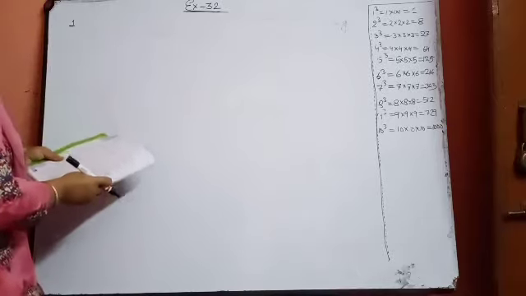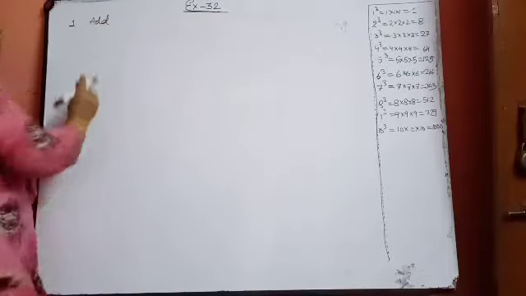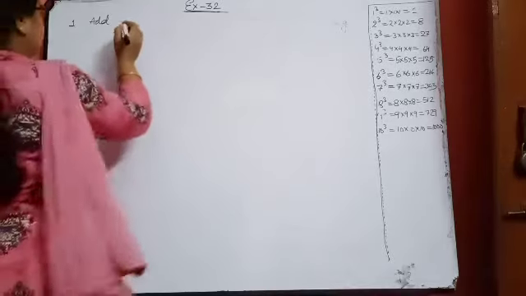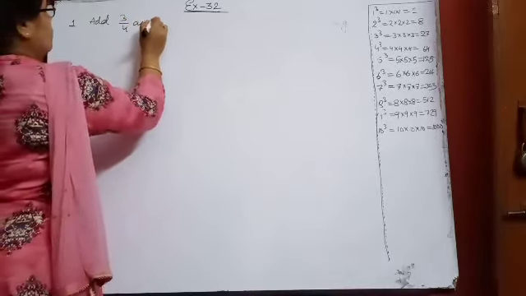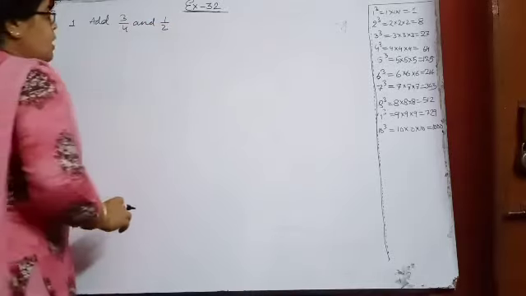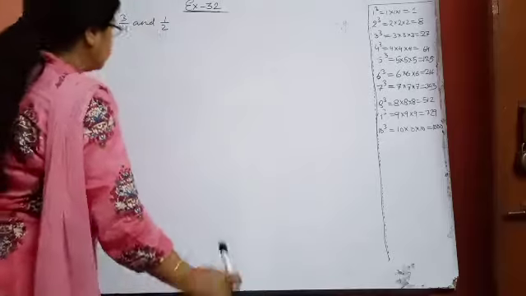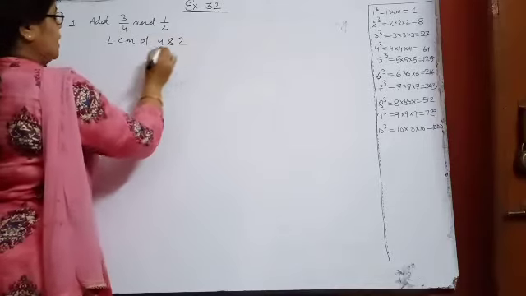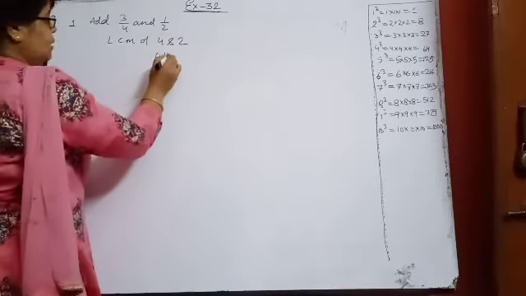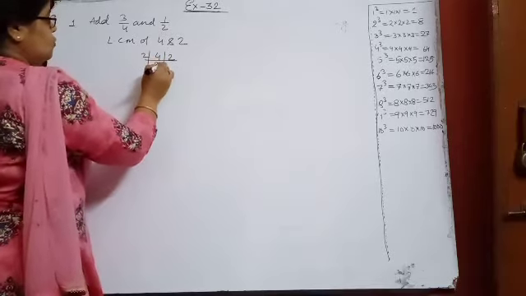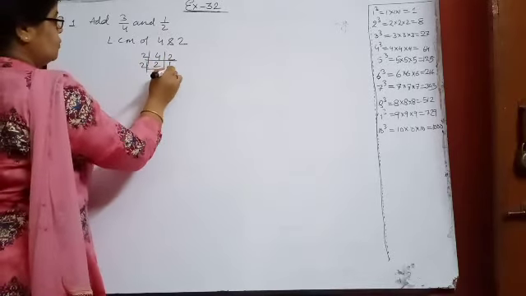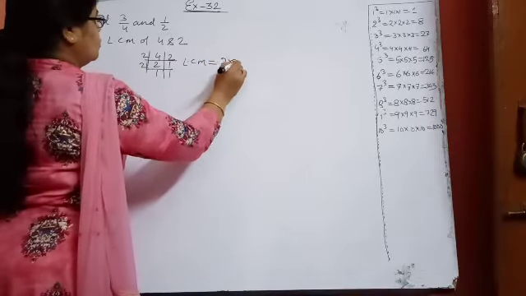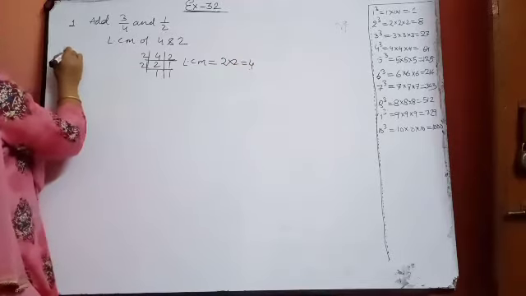Exercise 3.2: add 3 upon 4 and 1 upon 2. See that I am doing it in steps now, so see very sincerely how I am doing it. First of all, take the LCM of 4 and 2. Many children are still not able to take LCM, so I am doing it in detailed form. 2 twos are 4, 2 ones are 2. Then again 2 ones are 2, and 1. So the LCM will be 2 into 2, which is equal to 4. This is your step number 1.